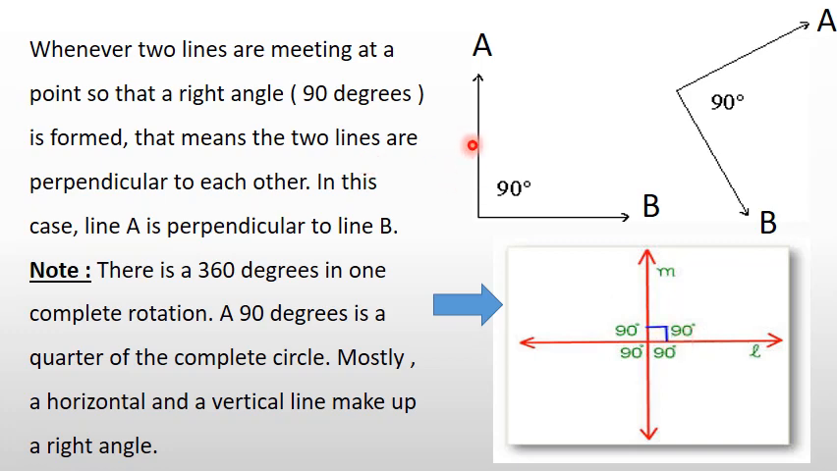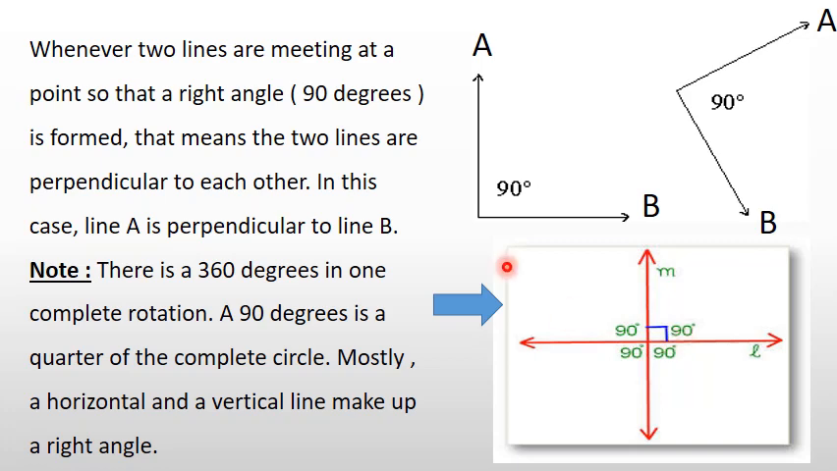For example, if you can see this line A and line B, so what is 90 degree? From here to here, it's 90 degree, because you can see this is a quarter, and if I complete one complete circle, that means it's 360 degrees. So 90 plus 90 is 180, plus 90 is 270, and plus 90 is 360. If I simply divide 360 divided by 4, I'll get 90. So that is why 90 degrees is a quarter of a circle, which is called a right angle.